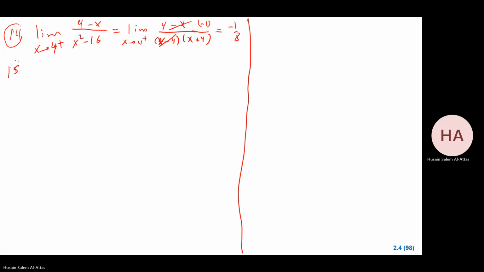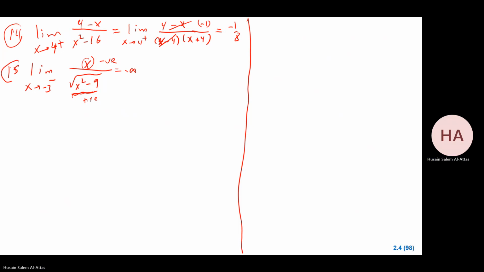15, the limit as x goes to -3 from the left of x over the square root of x squared -9. Yeah, if we substitute, we get non-zero over 0. So I'm going to plus or minus infinity. The denominator is 0, and this is for sure positive. The numerator is negative, so I'm going to minus infinity.